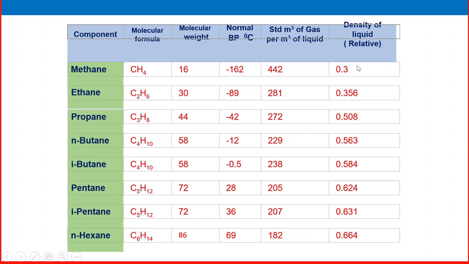And density is also increasing here. See, it is 0.3, 0.35, 0.5, like that, increasing density. If you take the relative density of water as 1, gas has a much lower density than that. Crude oil density is around 0.8 to 0.9. So gas has a much lower density. So this data is very important.